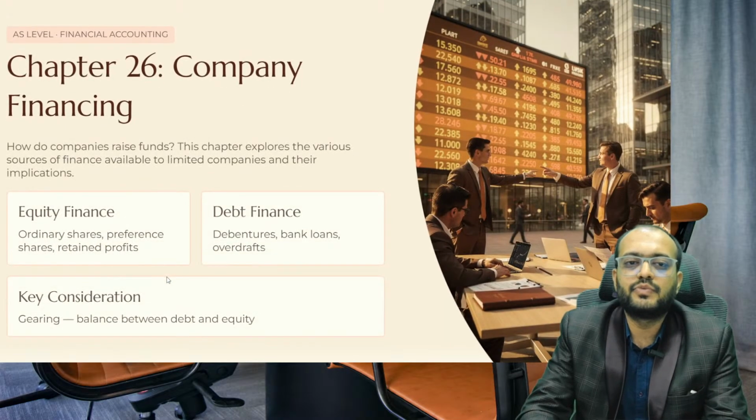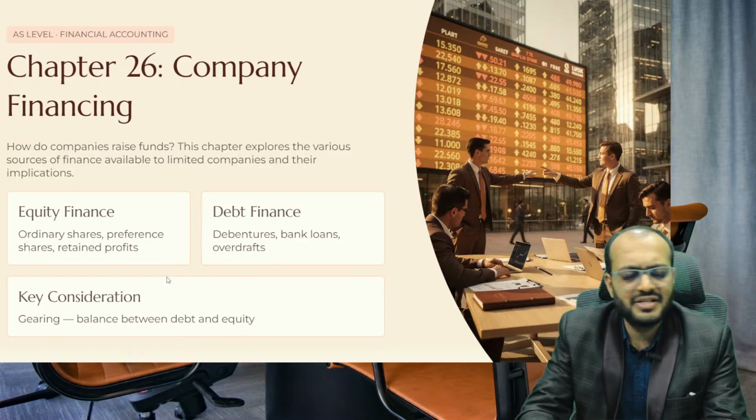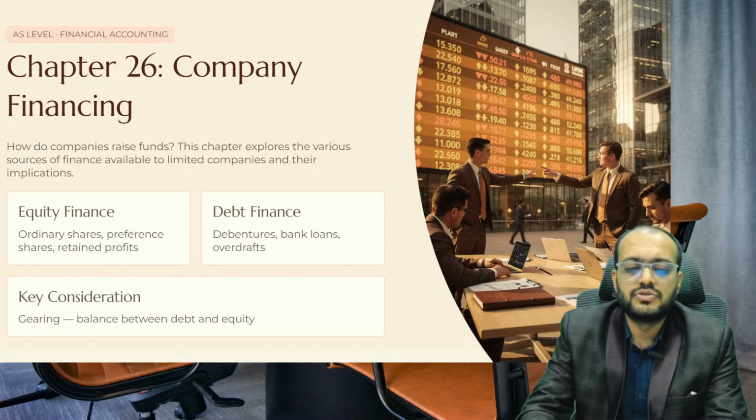Next, chapter number 26, company financing. If we discuss finance, of course, to do business we need money, and we have to raise money from different sources. Some sources are equity finance and debt finance, and these are the main important sources for raising funds. We have to make a balance between debt and equity. Excess debt or even excess equity, both are dangerous for the business. So you have to make the balance.